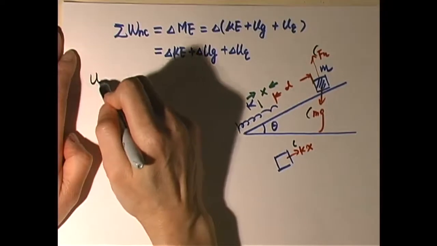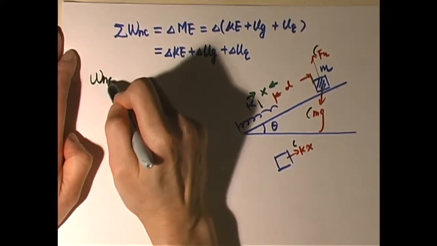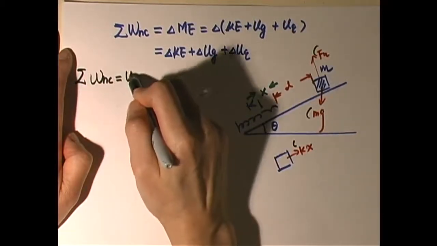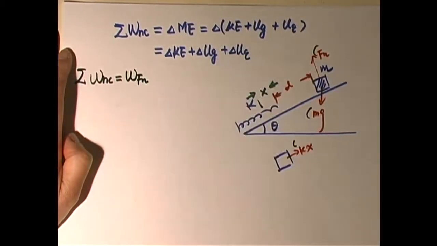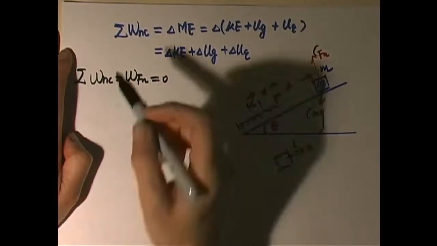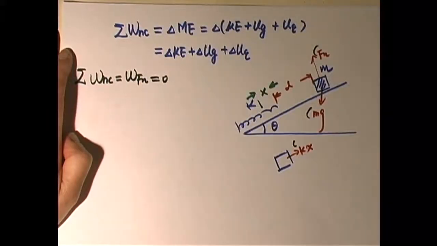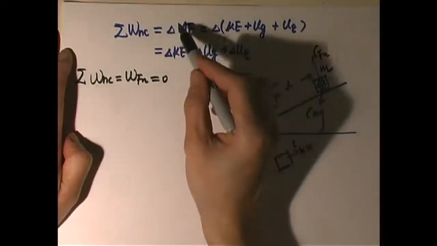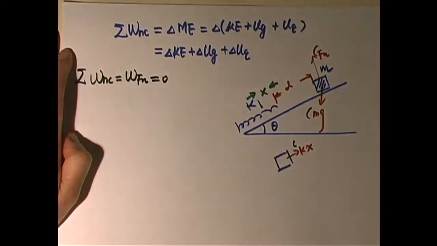So we say work done by non-conservative force, in this case, the sigma. Actually, we only have one, that is work done by Fn. And that equals 0 because our displacement is d plus x. It's perpendicular to Fn. So, in this case, if the sigma of work done by non-conservative force equals 0, then delta ME equals 0, which means mechanical energy is conserved.